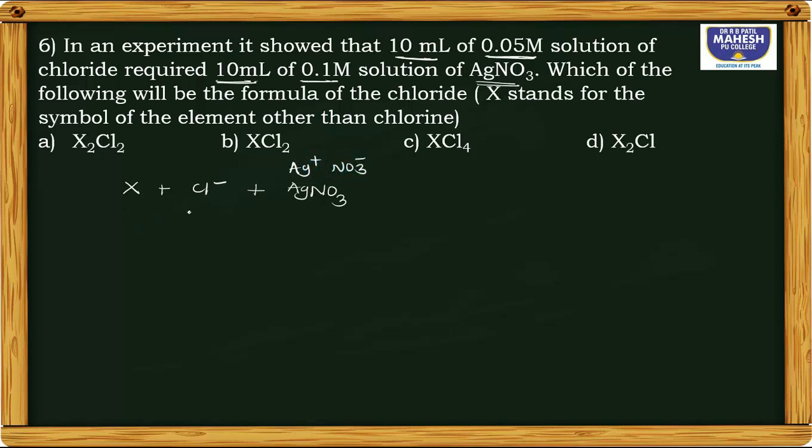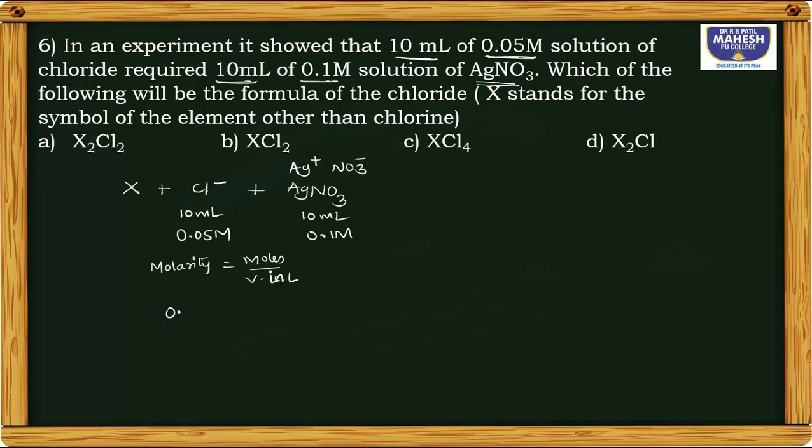And what is the concentration of chloride they have given? They told that 10 ml and 0.05 molar. What is the concentration of silver nitrate they told? 10 ml of course, but 0.1 molar. Now let us find out the moles. So let us use the formula: molarity is equal to moles of the solute divided by volume in liter. Let us use that in both cases.